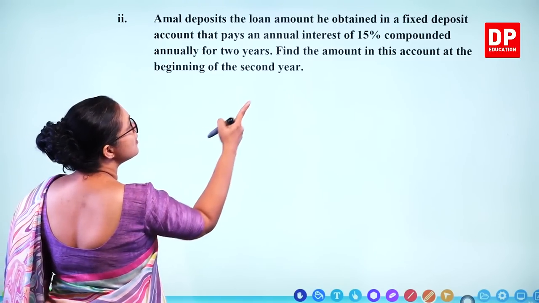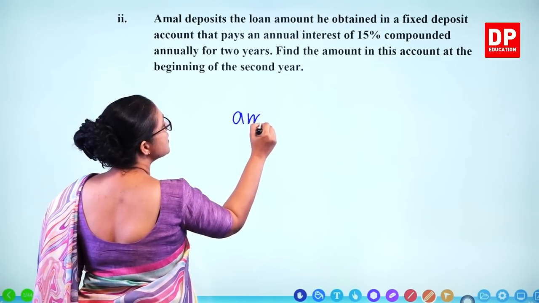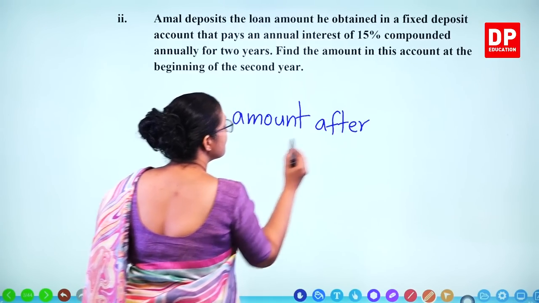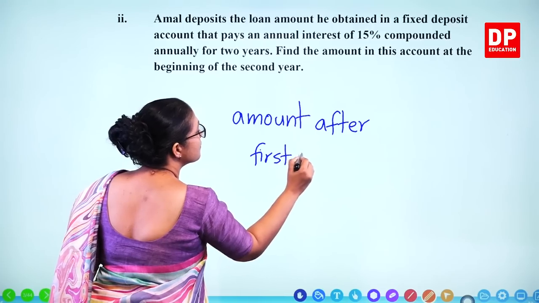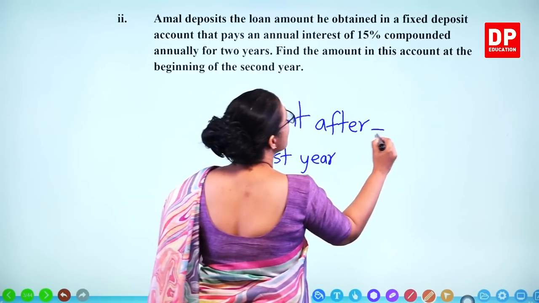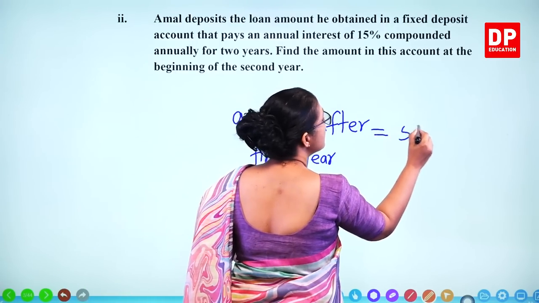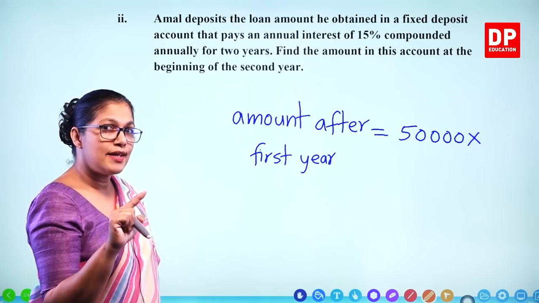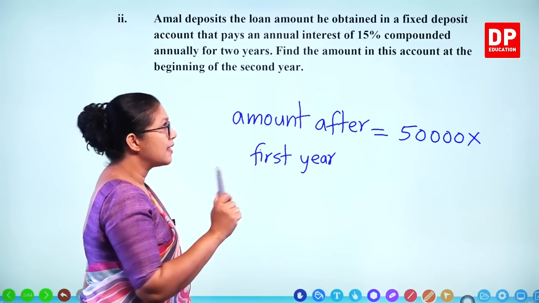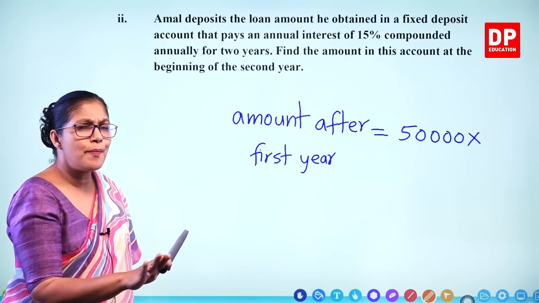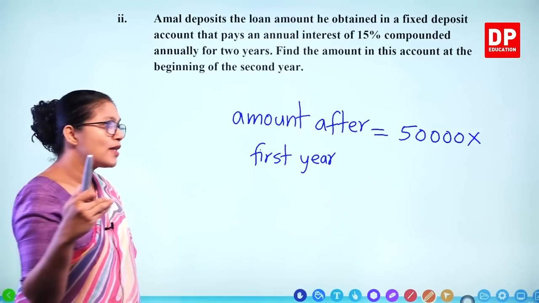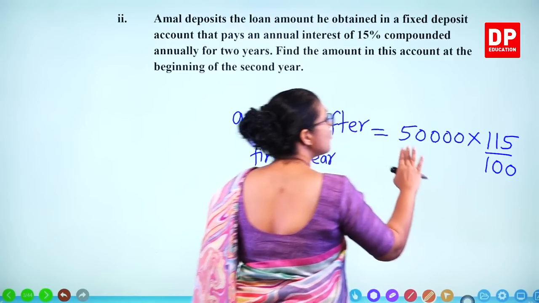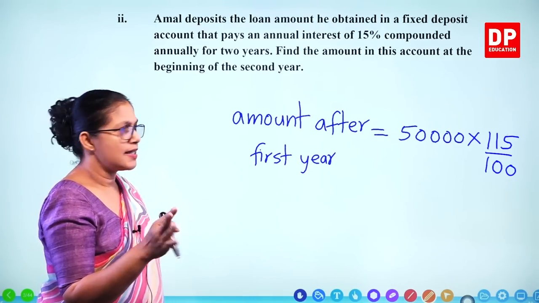So, how do you find out the amount after the first year? Amount after first year, you take 50,000 and multiply by 115 over 100. Now, what's the coefficient you are getting? Think about it, you deposit 100 rupees, so you are getting 115. So, what's the multiplier? So, you have to multiply by 115 over 100. So this is the value after the first year.